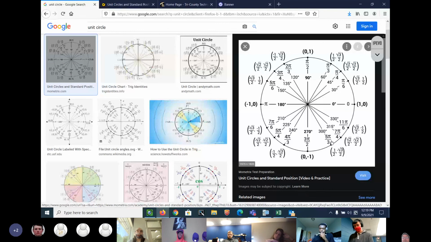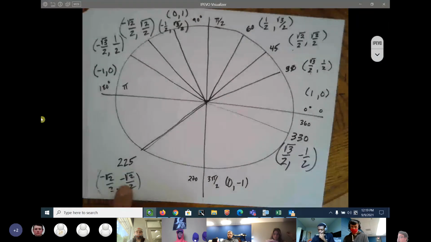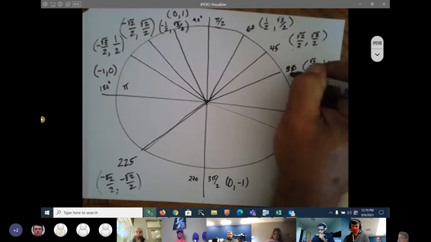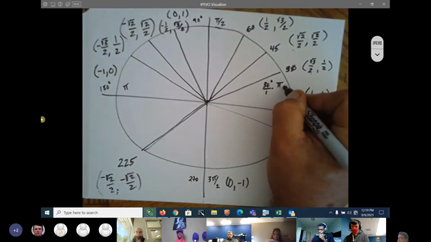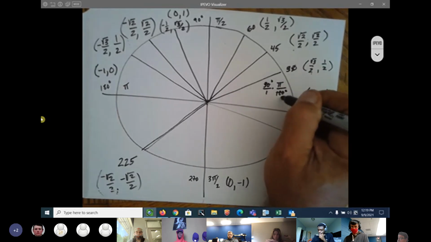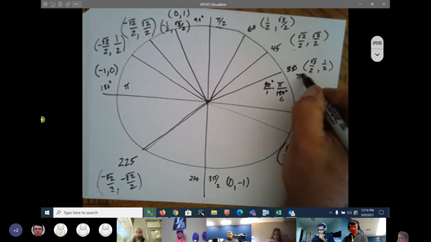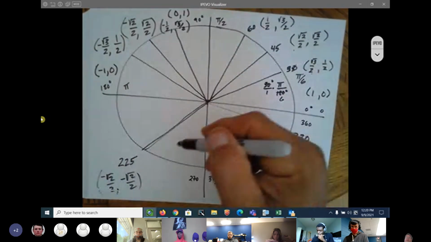And now that you've got the special angles, now you can do this. You can do your cosine and sine, and now you can do, well, 30, that'll be 30 degrees over 1 times pi over 180. Let's see, 30 will go in there 6 times. That's pi over 6. Now you can go through and put your radians, and you've done your unit circle. Isn't that great?